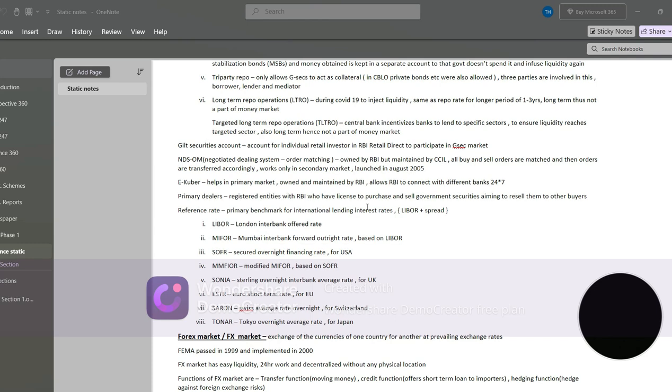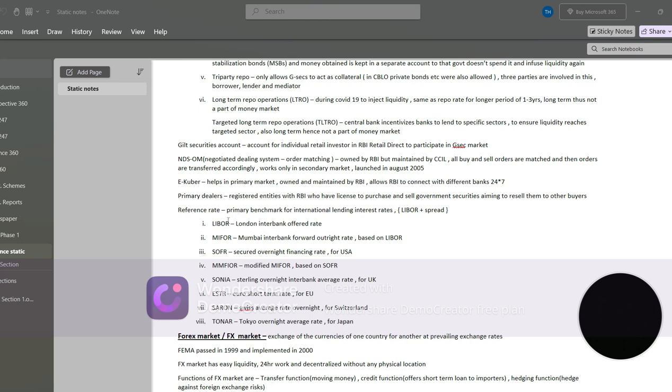Reference rates are basically the benchmark for international lending interest. Earlier LIBOR was used, but then I think it got involved in some kind of scam, after that LIBOR was abolished, but till now any substitute for LIBOR has not been finalized. I think our Indian government is looking at MMIFOR, but still it's not finalized. And the interest rate is calculated as LIBOR plus the spread amount.